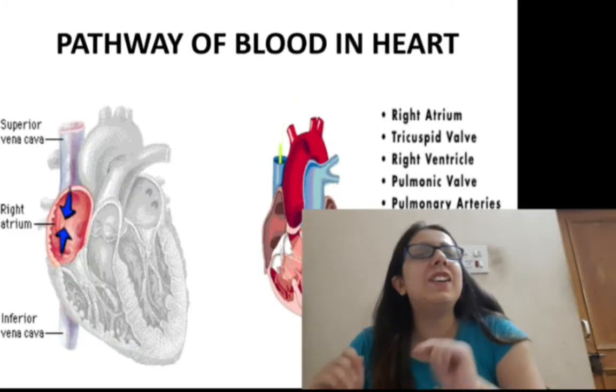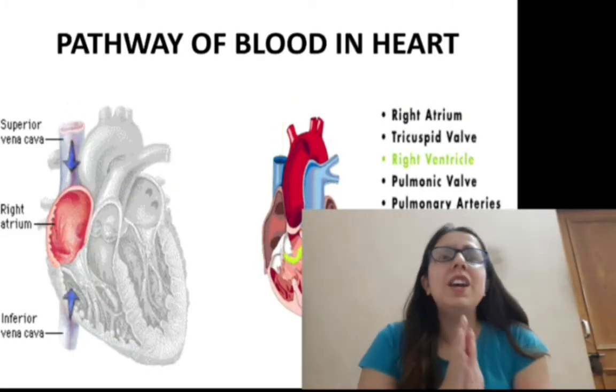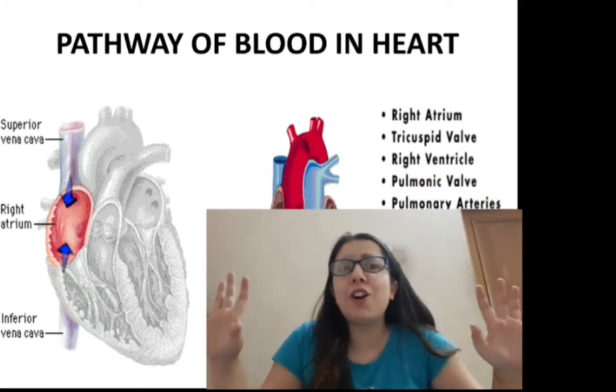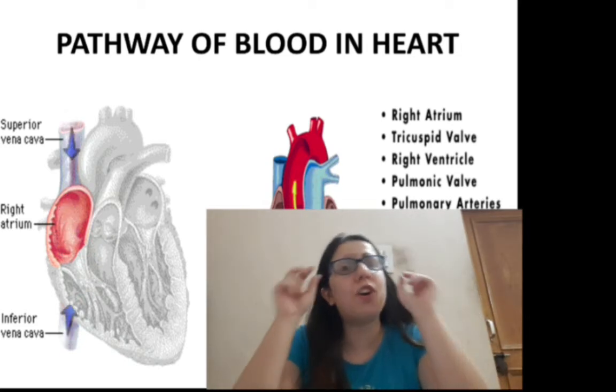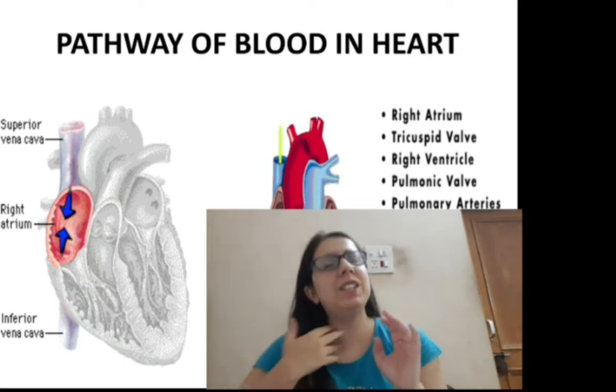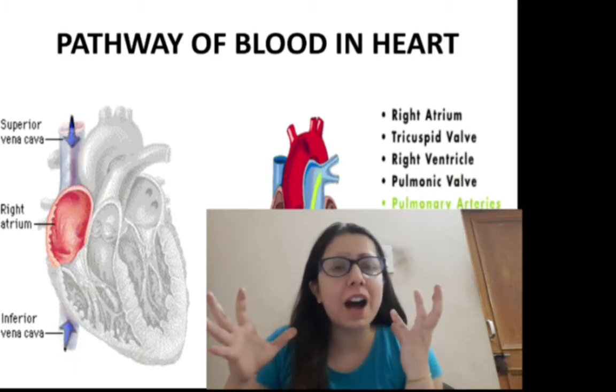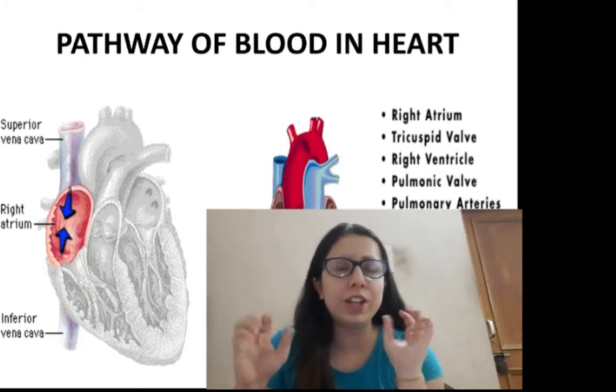Next is the pathway. So first of all, I will be coming here so that you cannot see the second diagram. First of all, we will be doing the first one, right? So the pathway of blood in the heart, or the working of the heart, we are going to study now.